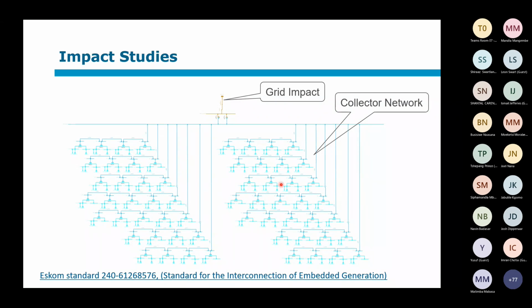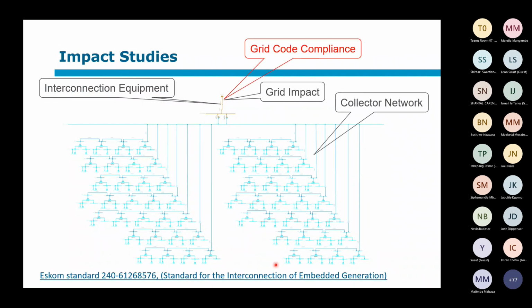The interesting part is typically if we have a load, we would start with a higher voltage and the voltage would drop throughout this network. With a generator, you typically have an increase in voltage as you go further away from your point of connection. So they have to make very sure that they don't sit with too high voltages at the inverters. And this comes back to the interconnection equipment, the grid code compliance.